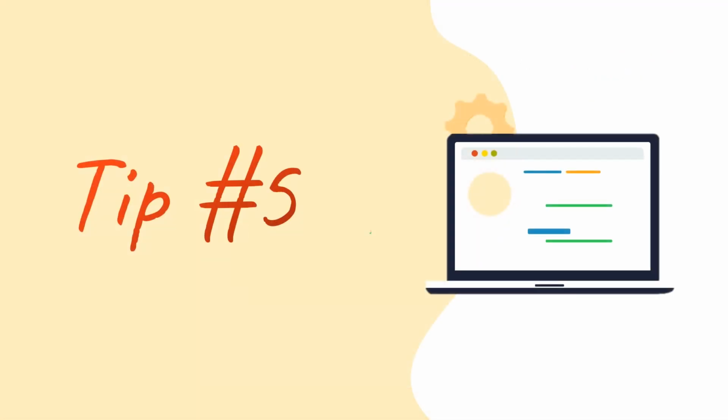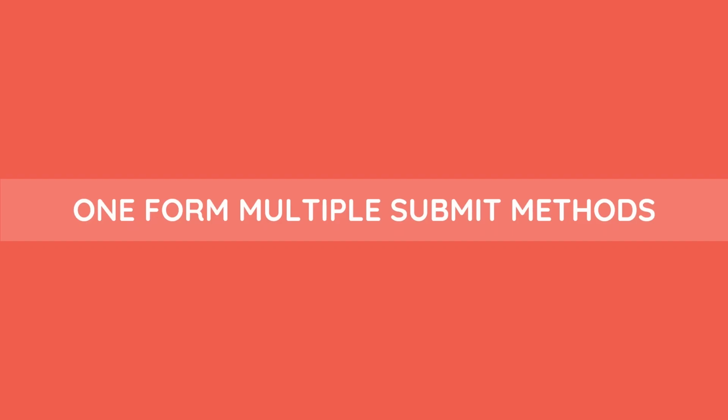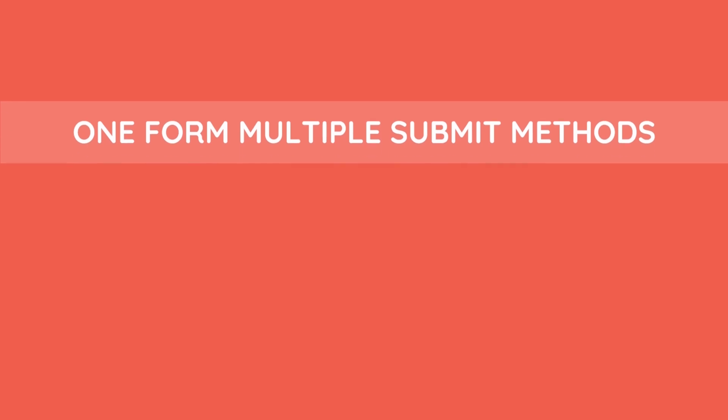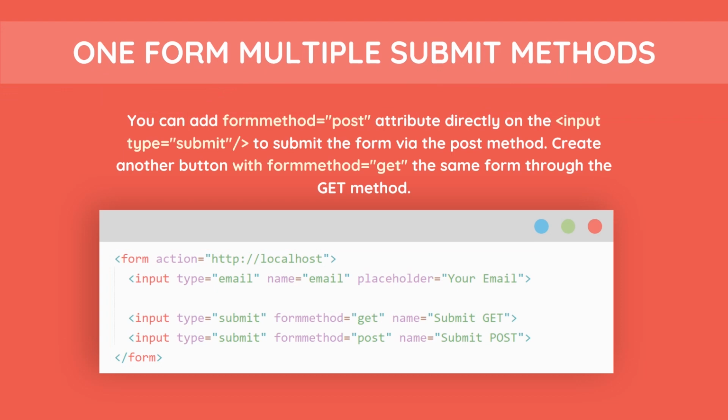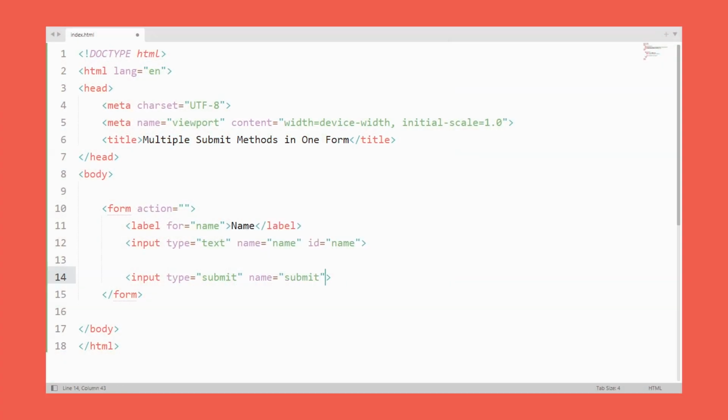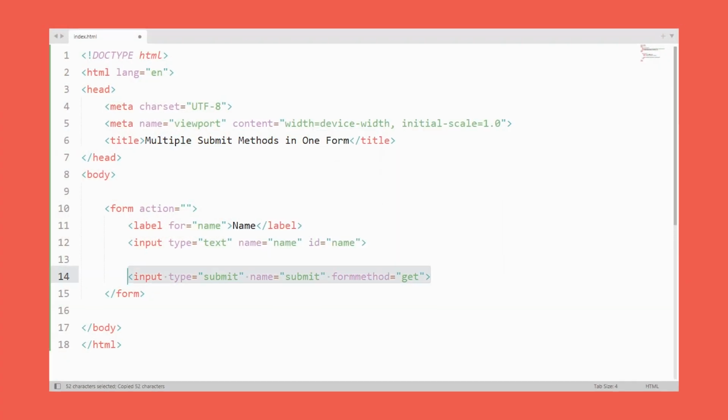Now moving on to tip number 5. Did you know that you can submit one single form with multiple submit methods, and that too without any JavaScript? Adding an input type submit with a formmethod attribute of post or get will override the form method defined earlier. So if you add 2 such buttons with a different method in each, you will be able to submit the same form in 2 different methods.